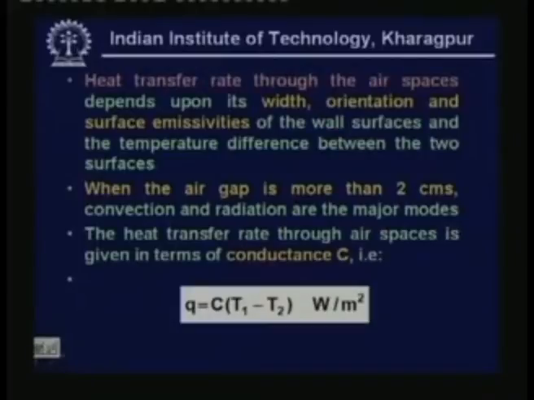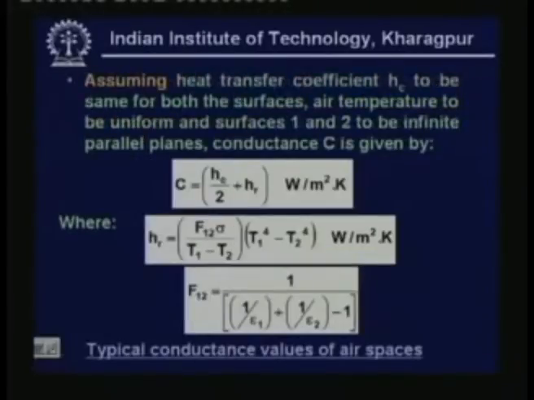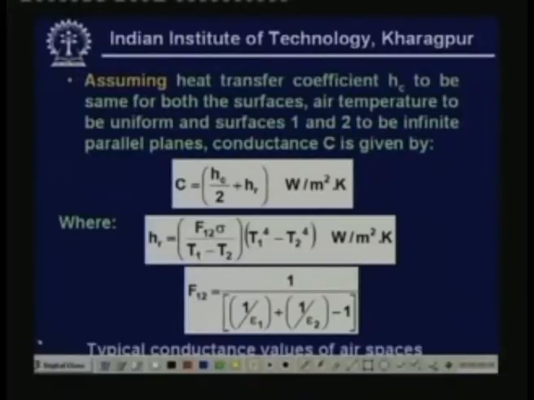The heat transfer rate through air spaces is again given in terms of conductance. Heat transfer rate Q is equal to C into T1 minus T2 per unit area, in watt per meter square, where C is the conductance of the air gap and T1 and T2 are the two surface temperatures. This assumes the heat transfer coefficient Hc to be the same for both surfaces. What is the meaning of that? You have two surfaces, surface 1 and surface 2.